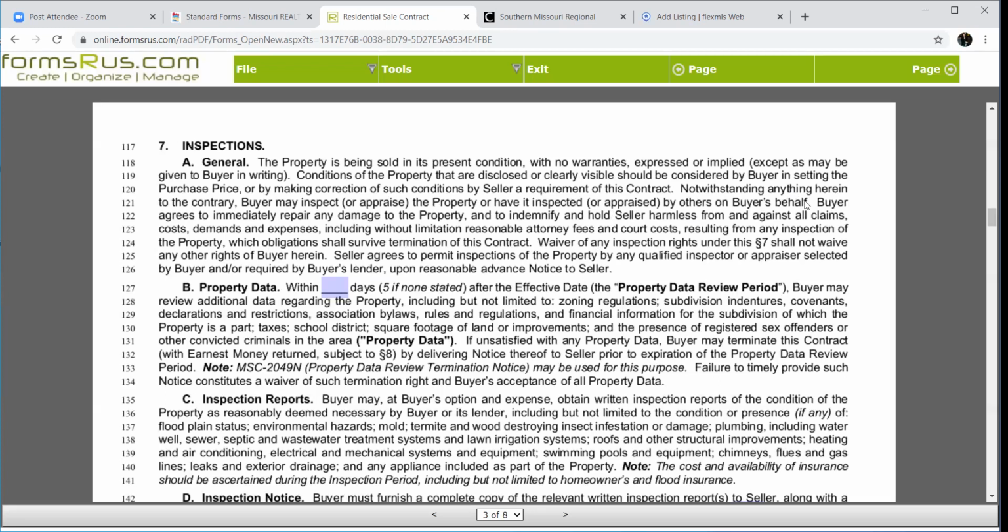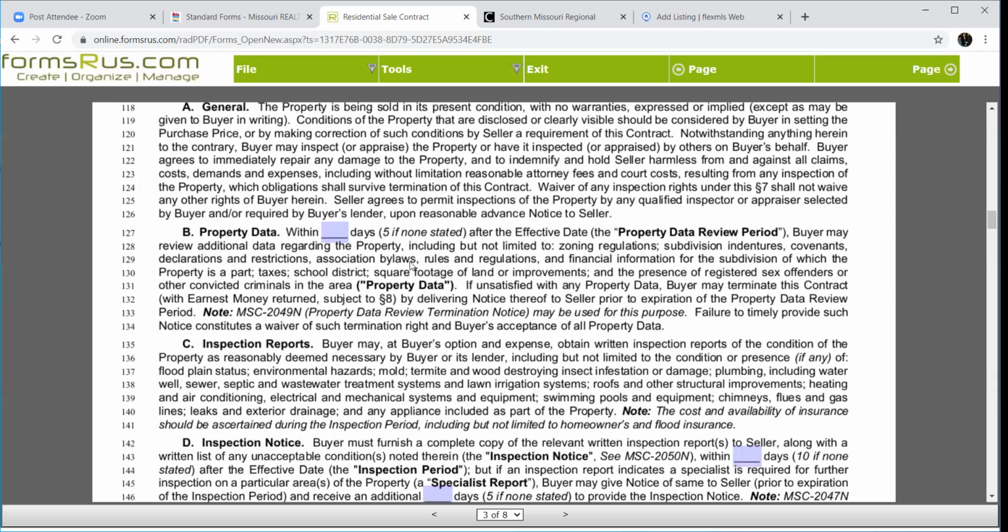Something that you guys need to note that came up recently. Buyer agrees to immediately repair any damage to the property and hold the seller harmless of anything that comes out of the inspection. So recently, the buyers were doing an inspection on a property and the inspector punched a hole in the bottom of the septic tank. Guess who's responsible for that? Not the seller. Well, we're still dealing with that right now, but just make note of that: your buyer's going to be responsible if anything happens. Normally nothing happens, but just be aware of that.